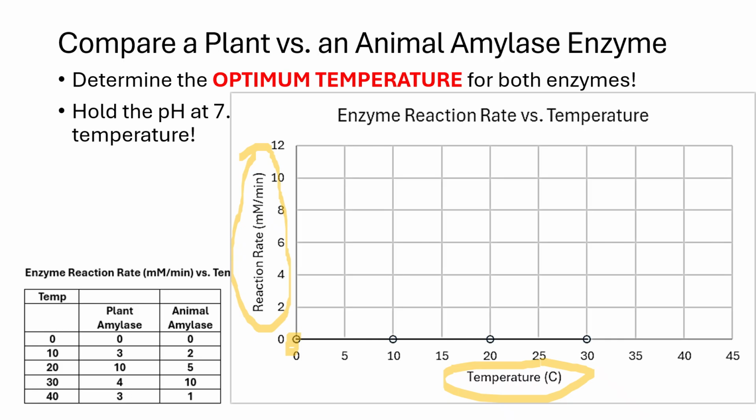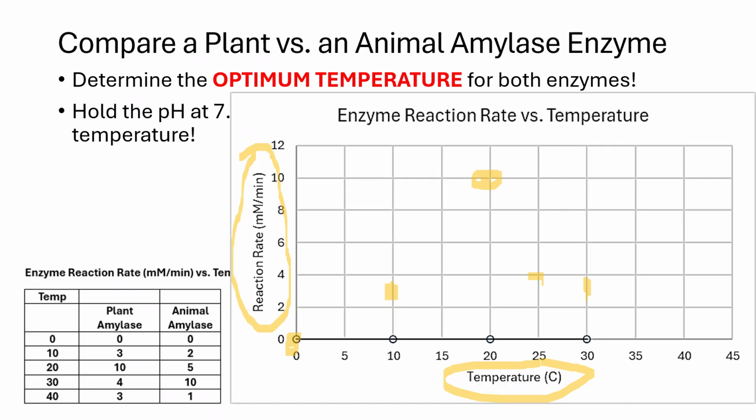Then at 10 minutes, the plant amylase has digested 3 millimolar. And then at 20 minutes, it has actually hydrolyzed 10 millimolar of the 10 millimolar, right? And then at 30 minutes, we're down to 4. And at 40 minutes, we're down to 3.